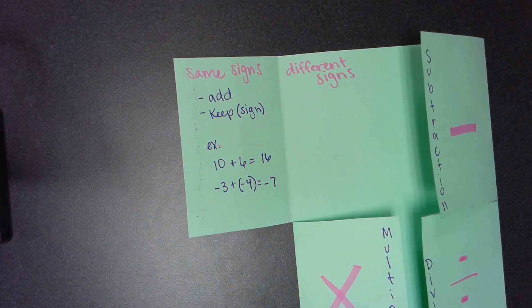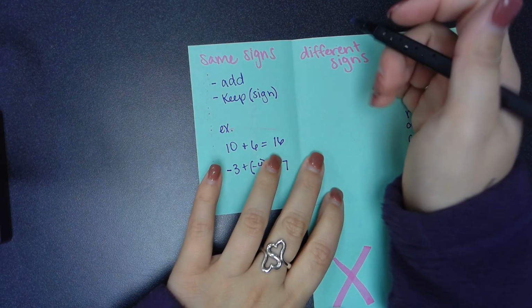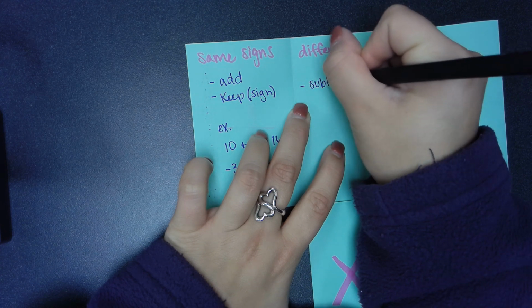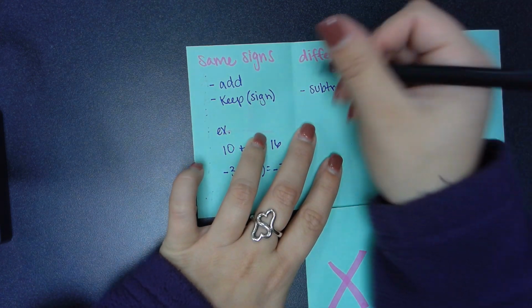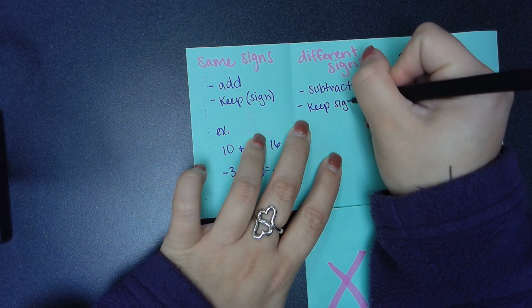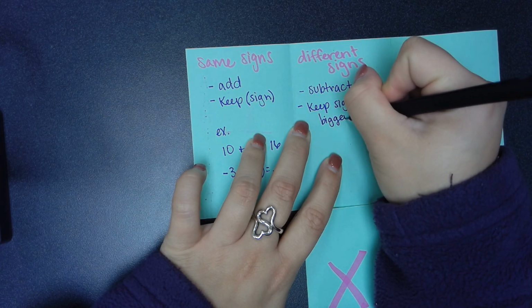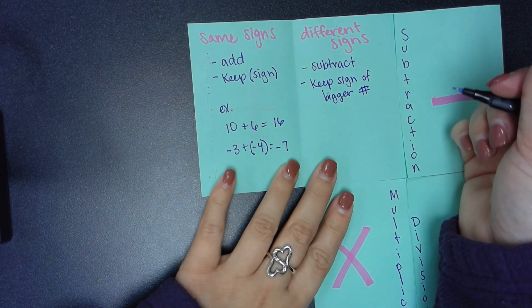Different signs. Okay, when I have different signs, when I am adding, different signs subtract, right? So I'm going to put subtract. And then keep sign of bigger number, right? We should all know this, bigger number. So I'm going to subtract and keep the sign of the bigger number.